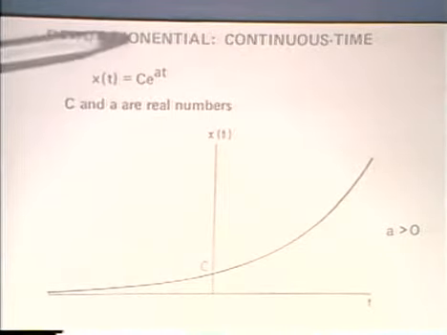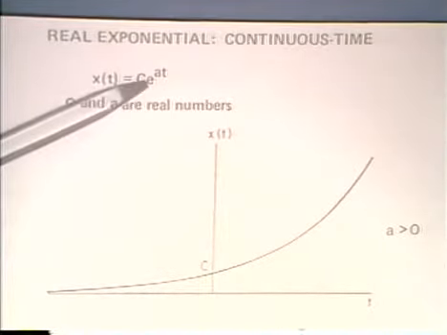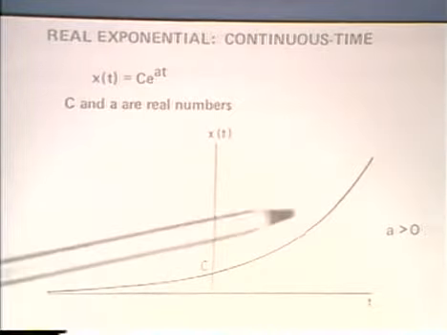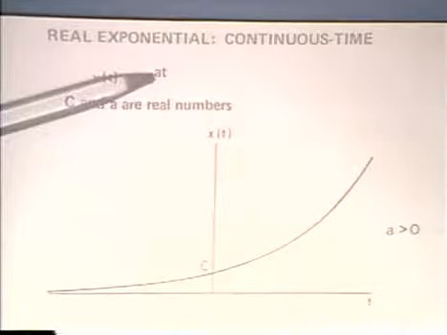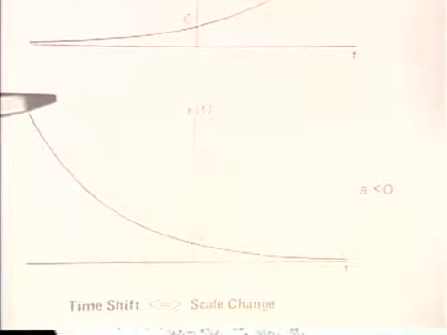So this is an exponential function. For example, if the parameter a is positive, that means that we have a growing exponential function. If the parameter a is negative, then we have a decaying exponential function.